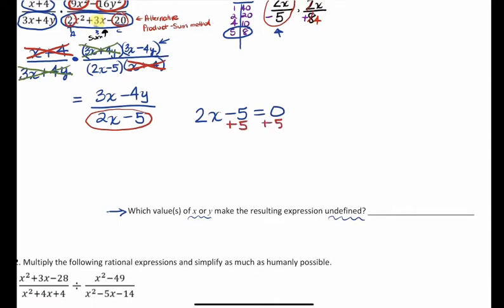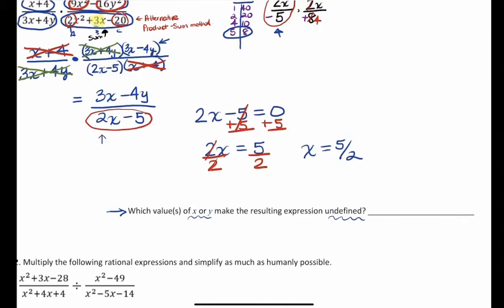So I'm going to add 5 first. And we get 2x equals 5. And we have one more step left. Divide both sides by 2. And there it is. So we got x equals 5 halves. Now remember, like I said before, we solved it, but this is our excluding value. This is our value of x that it cannot be.